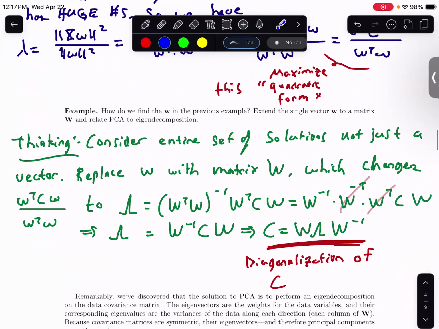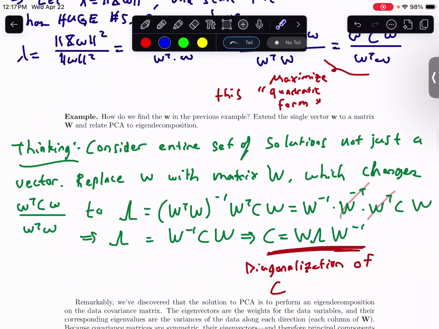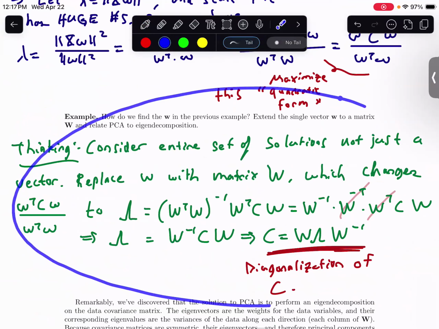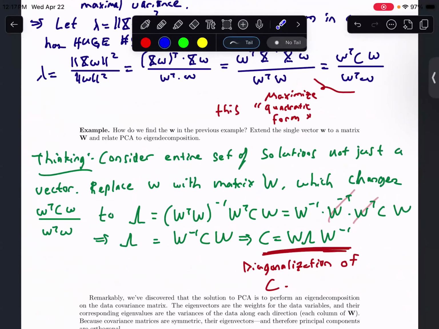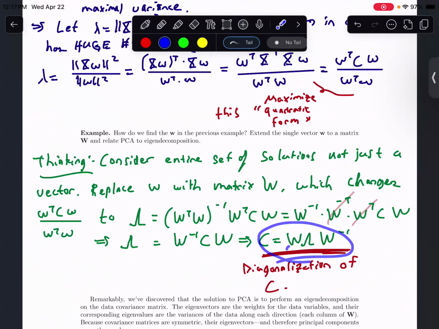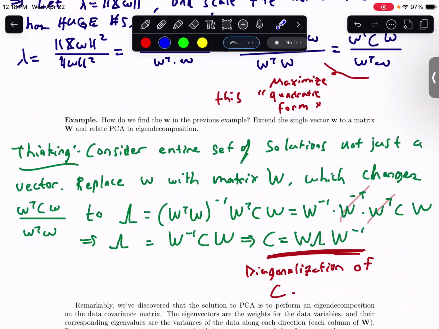And I should also say, we know C is equal to X transpose times X. So this also, it's the diagonalization. It's also the singular value decomposition based on what C is, but you don't have to care about that. So this is the idea here. Any questions about how we got here? Okay. Yeah, so this is the idea.